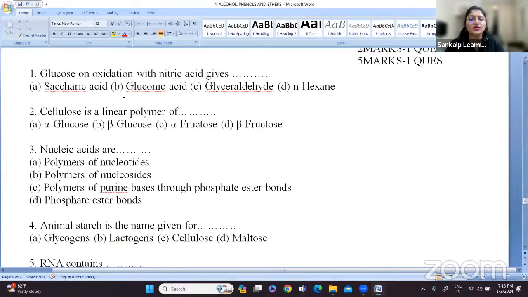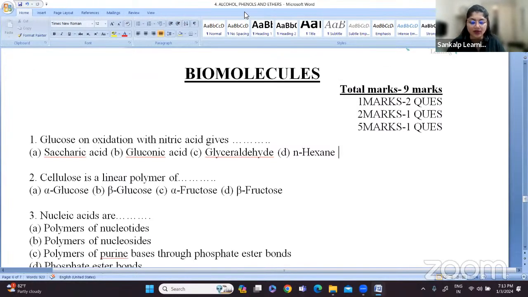Firstly, you will be having the MCQs. You'll be having 2 MCQs from this particular chapter. So we'll start with the MCQ, students. Shall we start?